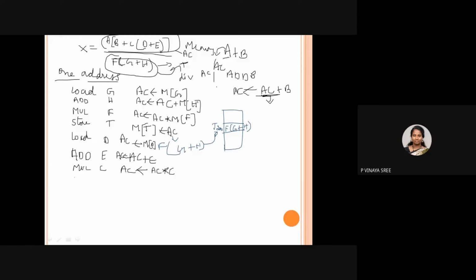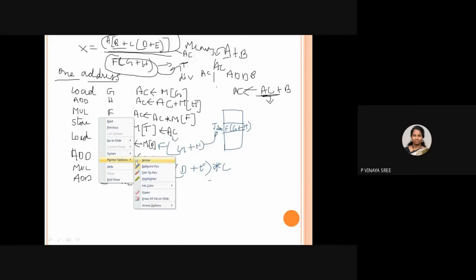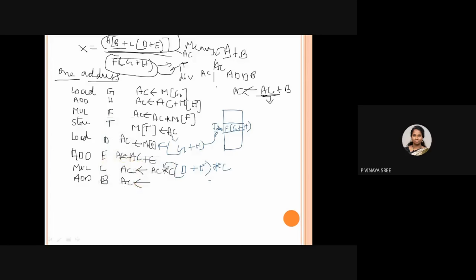Next add b. So inside the accumulator we have until here d plus e into c stored inside the accumulator, so that plus b. Accumulator contents plus b.